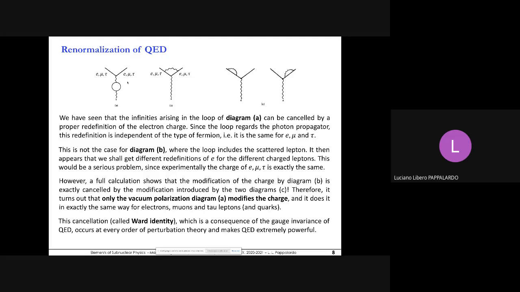So it is, of course, very complicated to show this formally. And the very powerful thing is that it occurs at every order in perturbation theory. And this makes, of course, QED extremely powerful. Okay. So in a sense, with this renormalization trick, we are safe, because this applies together with the Ward identity at any order in our perturbation expansion.